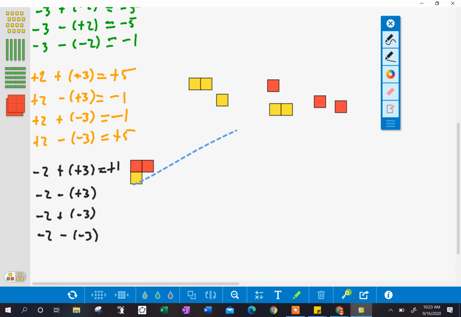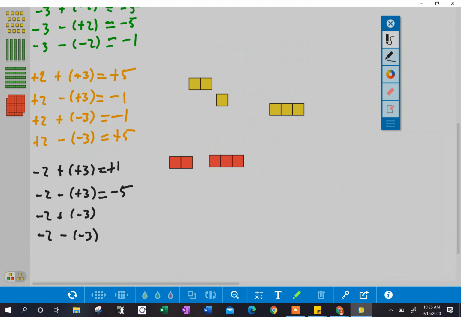Here, I'm going to start with 2 negatives, and I'm going to take away 3 positives. Well, I only have 2 negatives. I can't take away 3 positives from that. So what's the opposite of taking away 3 positives? How about adding 3 negatives? And when I add 3 negatives, how many negatives do I have now? There's 5 of them.